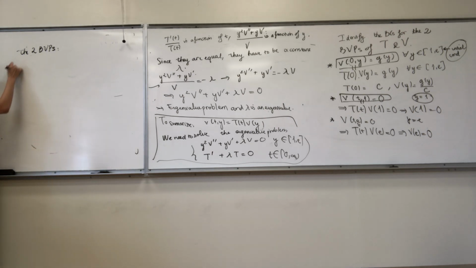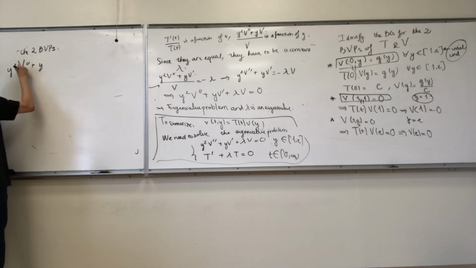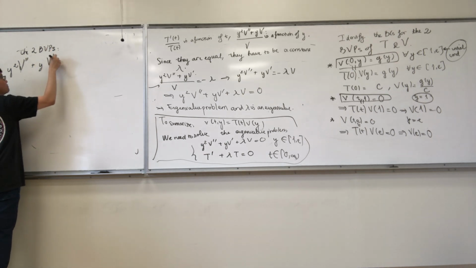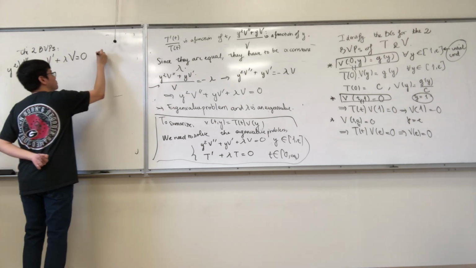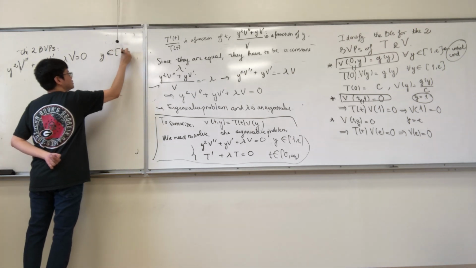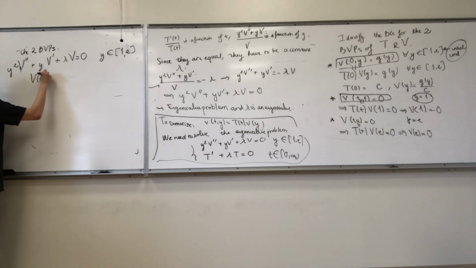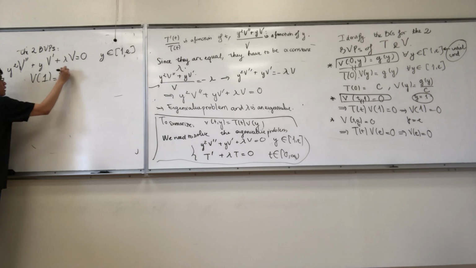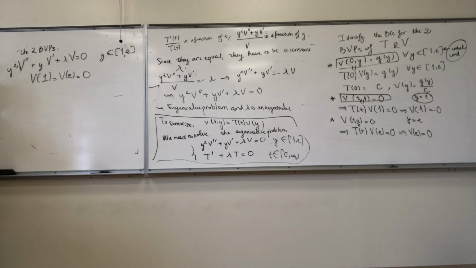You have y squared v double prime plus y v prime plus lambda v is 0. This is capital V. Y is from 1 to e, and the boundary conditions are v at 1 and v at e are 0. This is the first equation.